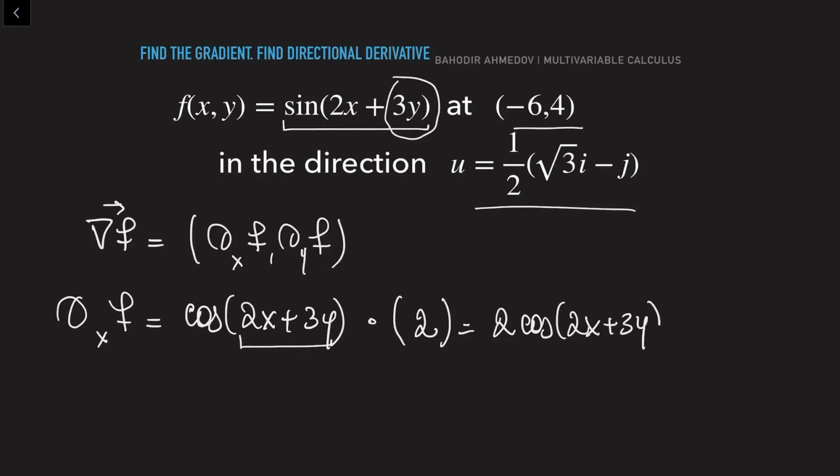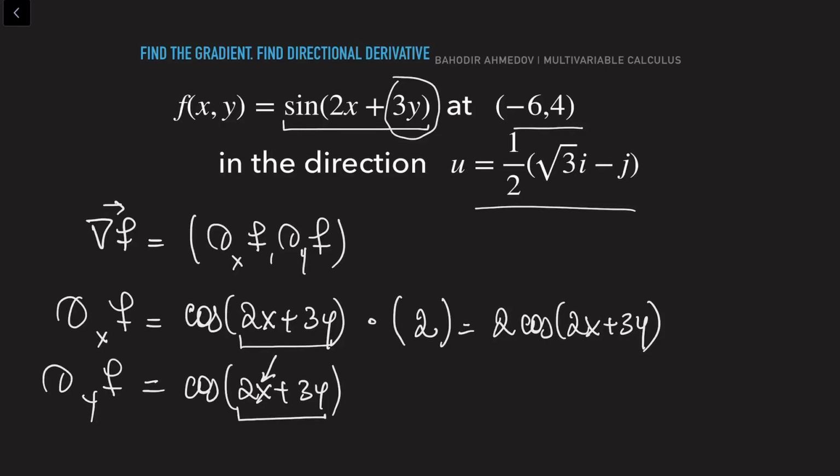Now we need to evaluate the partial derivative of this function with respect to y. It is again the derivative of the sine, which is cosine, of 2x plus 3y. Now we take the derivative of its argument with respect to y, where x is considered a constant. So this is some constant plus 3y, and the derivative of a constant is 0, plus the derivative of 3y, which is simply 3. So the answer is 3 times cosine of 2x plus 3y.